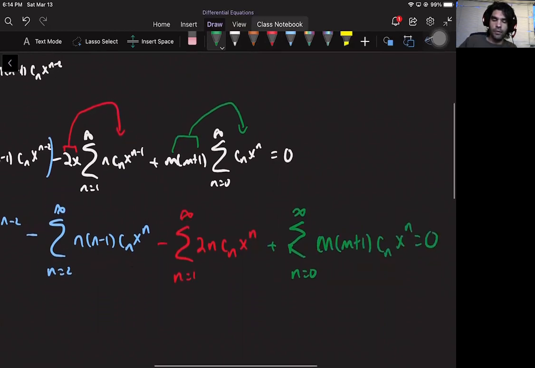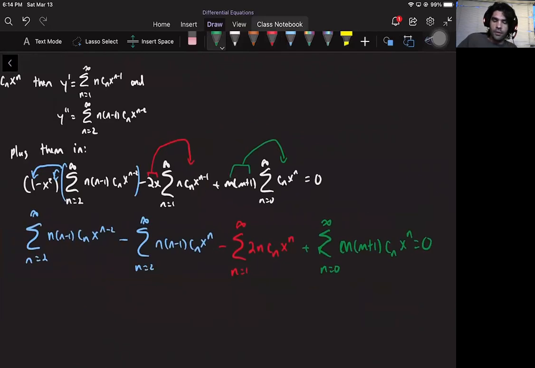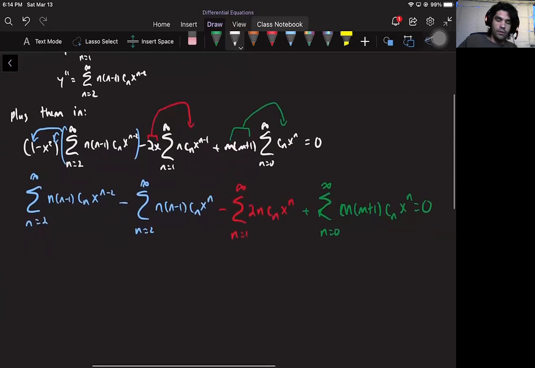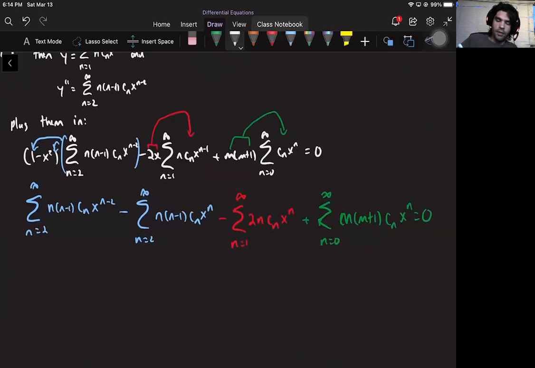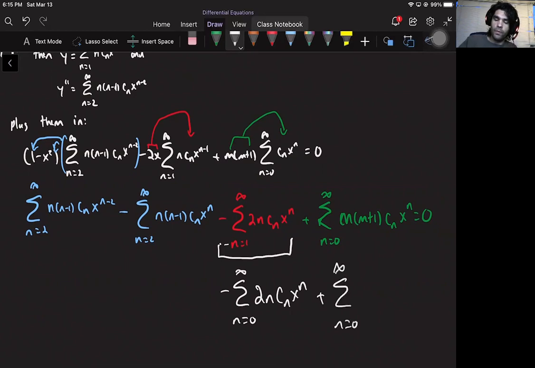Okay, so now we're here. So remember that in order to combine these sums, they need to have the same power of x and start at the same number. So that's actually not so bad to do. So for example, if I plug in the 0 term, I get 0, I can just combine that and start at 0. So I'm just going to go ahead and do that. This one is already good, so I'll just leave it there.